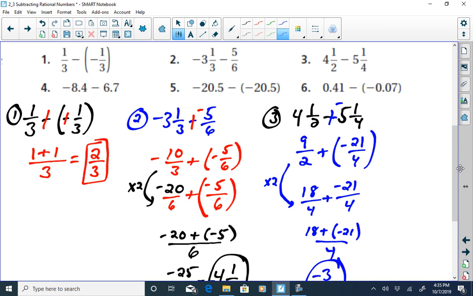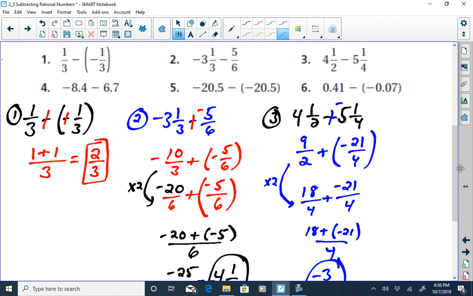So keep in mind the steps when we're subtracting rational numbers. First, we use the additive inverse and we add the opposite. Second, we make everything into a fraction if they're not already fractions. Third, we have to rewrite the fractions with a common denominator if the denominators are not the same. Then we make equivalent fractions. We put the fractions over one denominator. We add the numerators and we simplify.